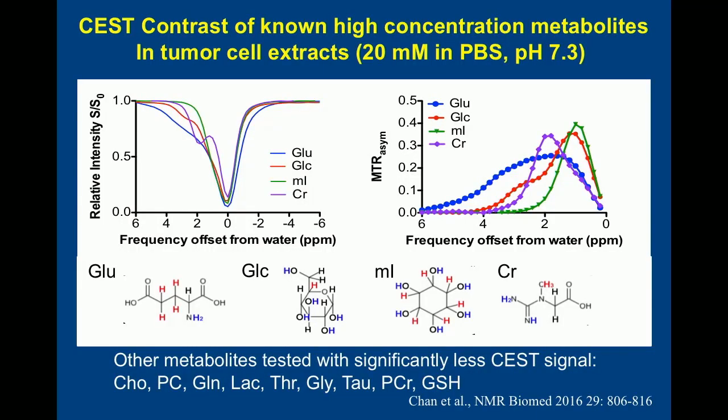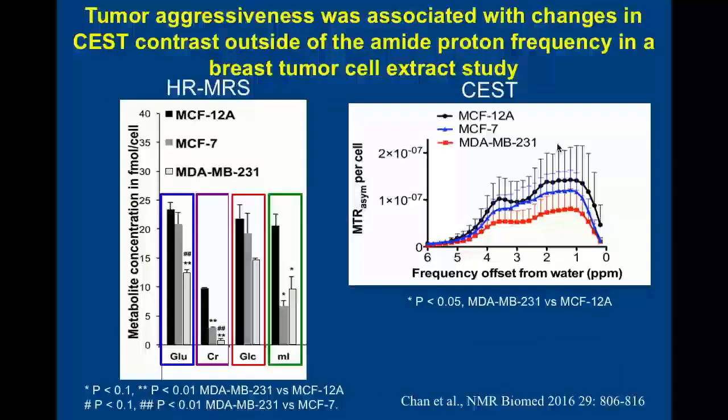Now, one of the features of CEST is that because of the fast exchange, the proton lines are broadened. It's a T2-related broadening, and so there is some overlap which occurs between creatine, myoinositol, glutamate, glucose. These are a couple of the main metabolites that you might see in tumor cells. However, there are also different exchange rates.